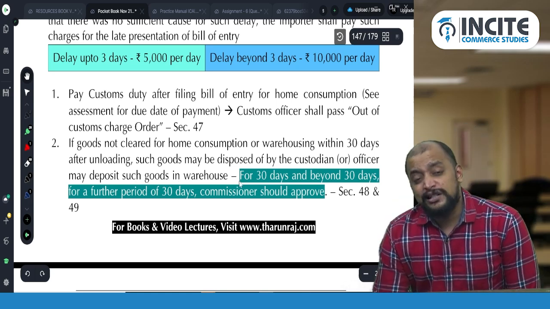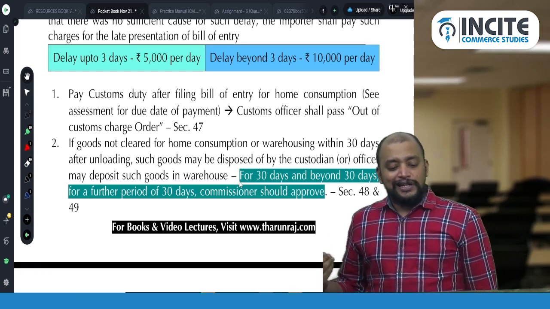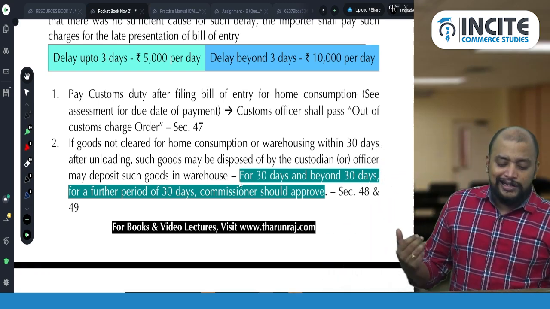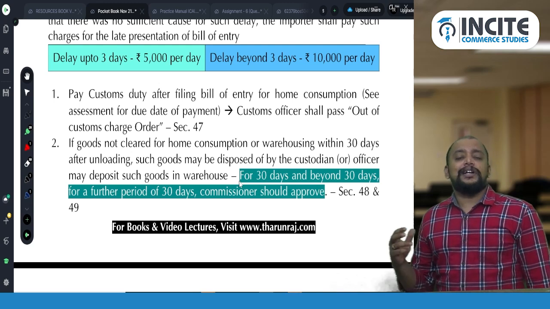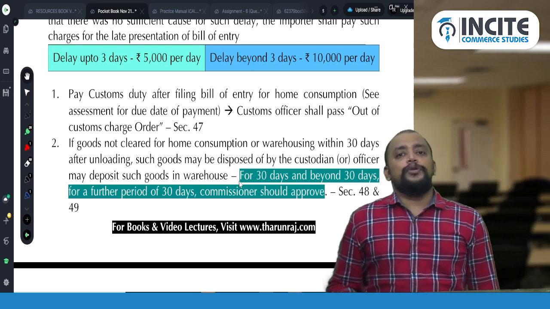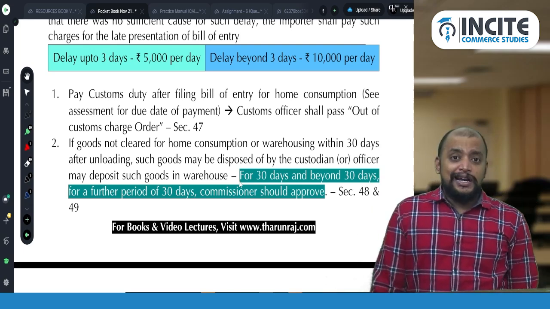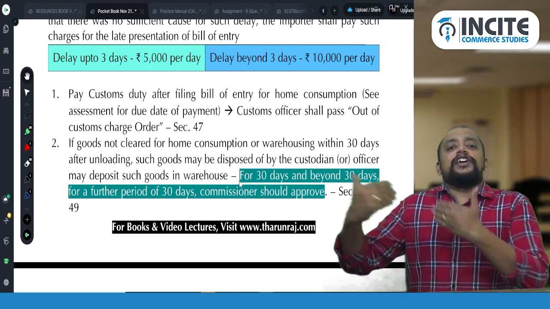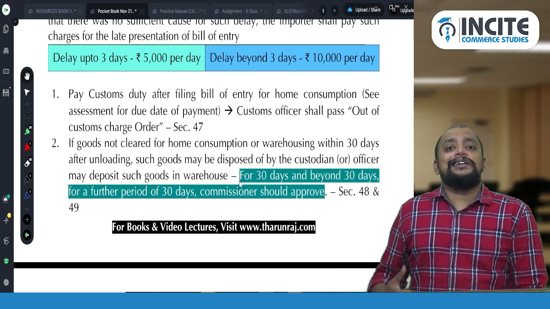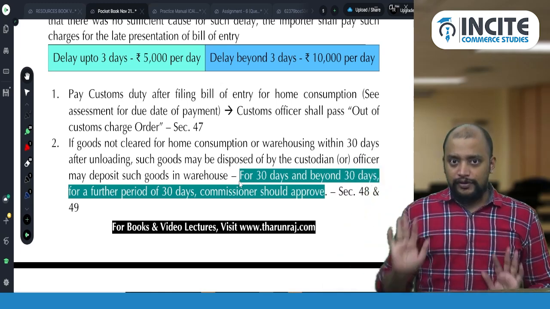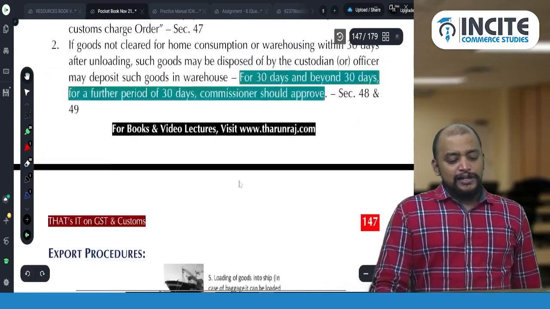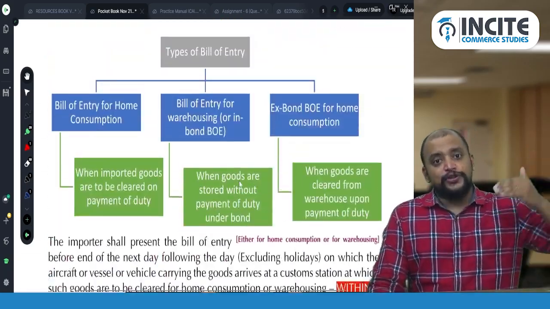For how many days can the goods be deposited in the warehouse? For 30 days. And beyond 30 days, for a further period of 30 days, the commissioner should approve. So for every 30 days, they should decide whether to keep it for the next 30 days or to dispose of it. Okay. So this is about the import procedures.